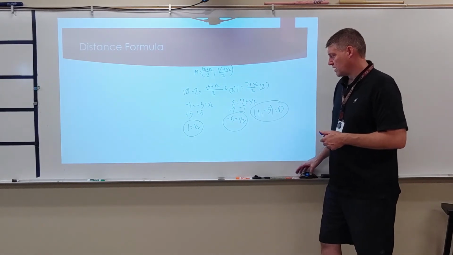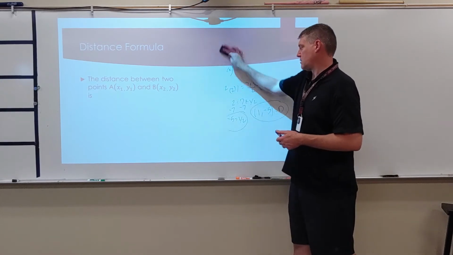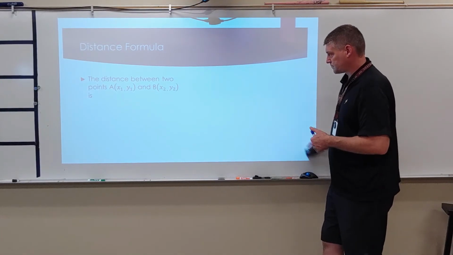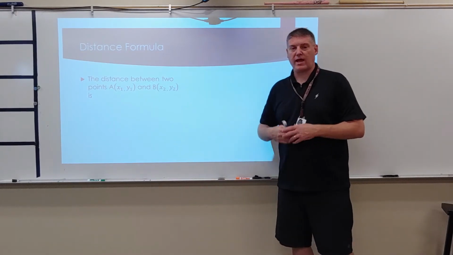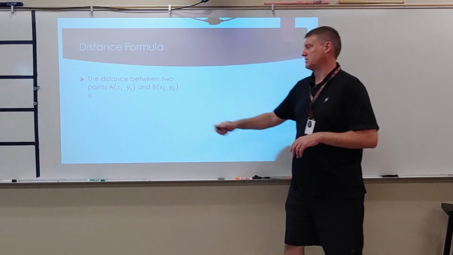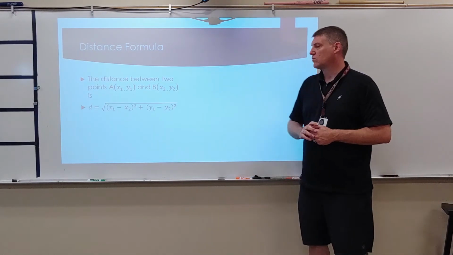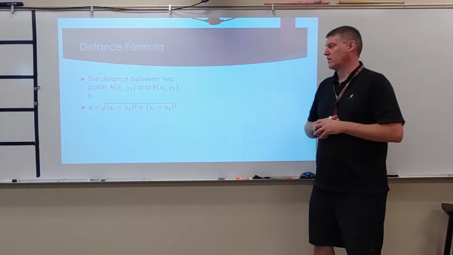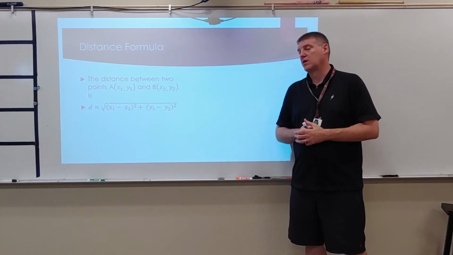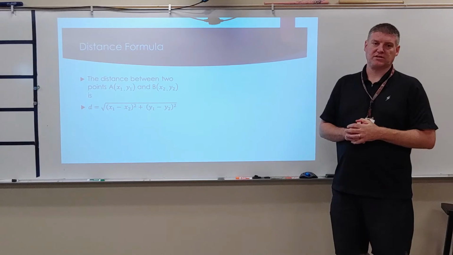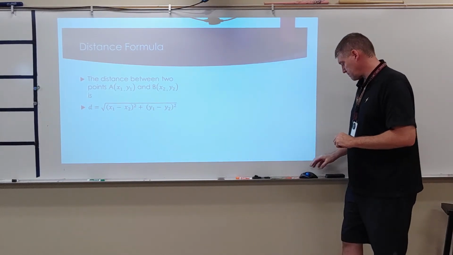Let's go to the next one. So now we're going to talk about the distance formula. The distance between 2 points, A and B, where A is x1, y1, and B is x2, y2, is the formula D equals the square root of the quantity x sub 1 minus x sub 2, quantity squared, plus y sub 1 minus y sub 2, quantity squared. So it's going to be the square root of the sum of those.